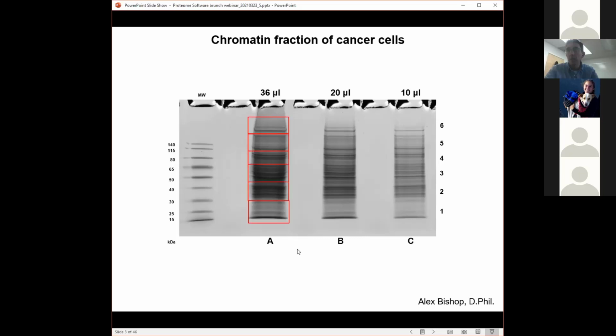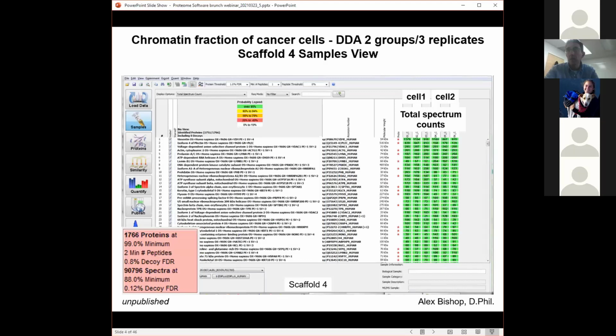Then using our standard process, the gel is only run about 1.5 centimeters, and we cut the gel lane into 6 slices. Each slice gets reduced and alkylated, digested with trypsin, and analyzed by MS. This was for DDA analysis. Then we use Mascot for database searching, and then assembly into Scaffold. These were run on Scaffold 4. Now the new version is Scaffold 5. And you see the layout that I'm sure you're familiar with. I'm just calling it cell 1 and cell 2 because this work isn't published yet.